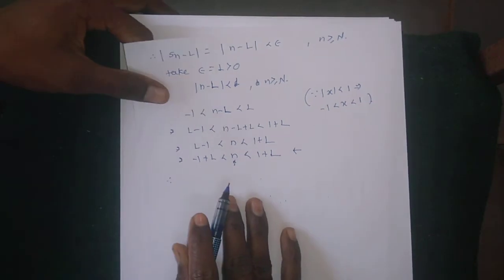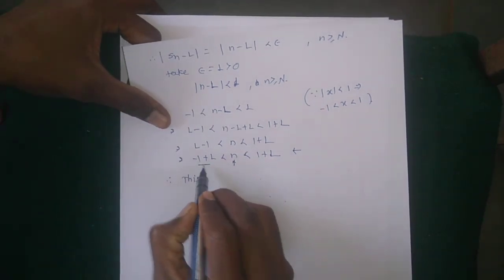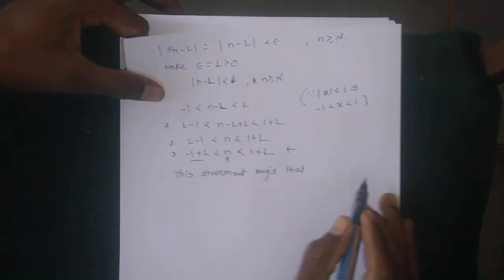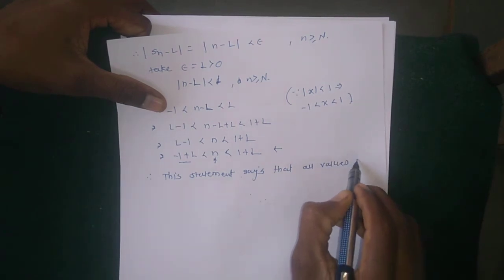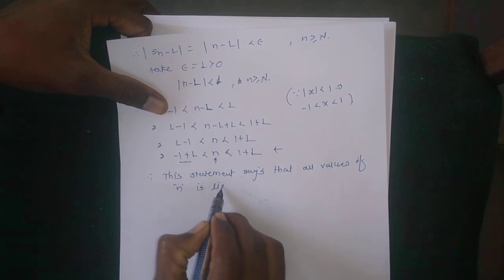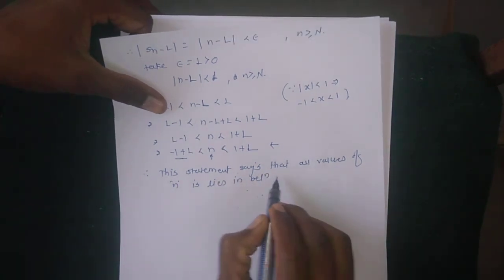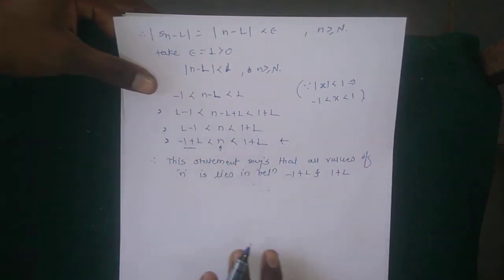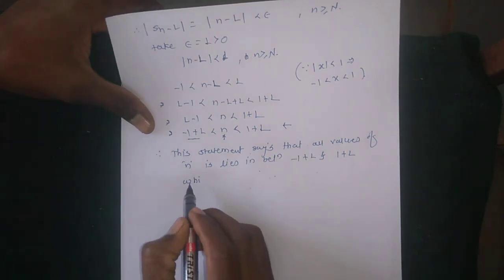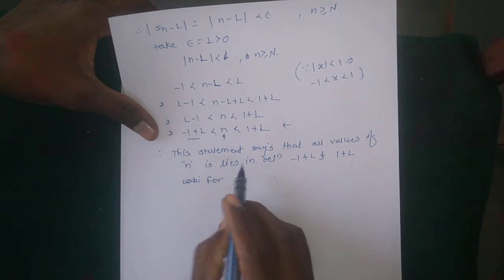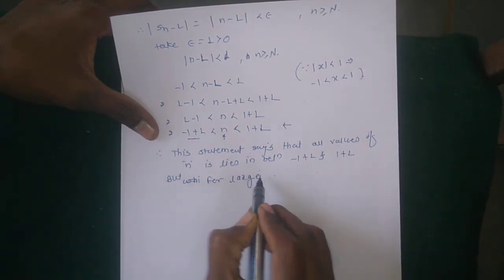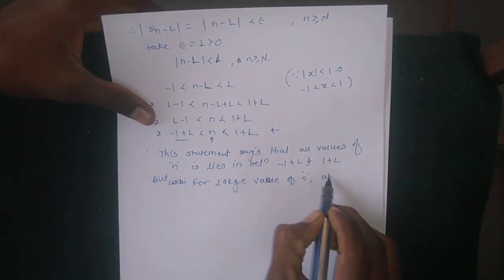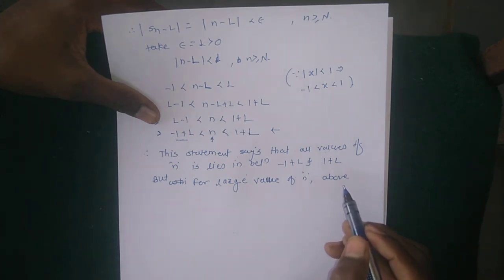Therefore, this last statement says that all values of n lie in between -1 plus L and 1 plus L. Means values of n are in between -1 plus L and 1 plus L. So which is not possible for large value of n, or the above inequality is not possible.